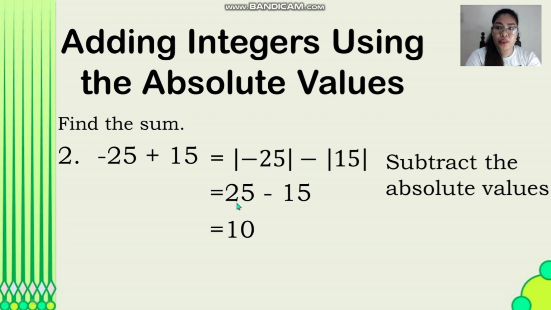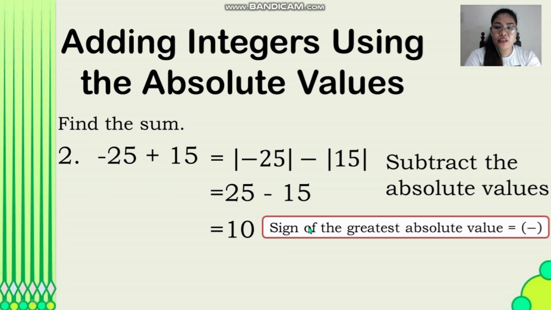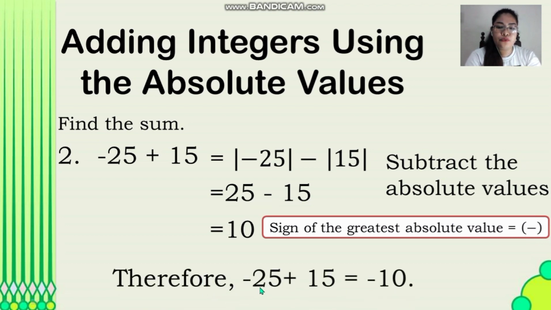Now, I want you to look at the number with a greater absolute value. Okay, so it is 25. Now, I want you to look at the given. Okay, 25 is negative. Therefore, the sign of the greatest absolute value is negative. So we are going to follow that one. Okay, therefore, negative 25 plus 15 is equal to negative 10.